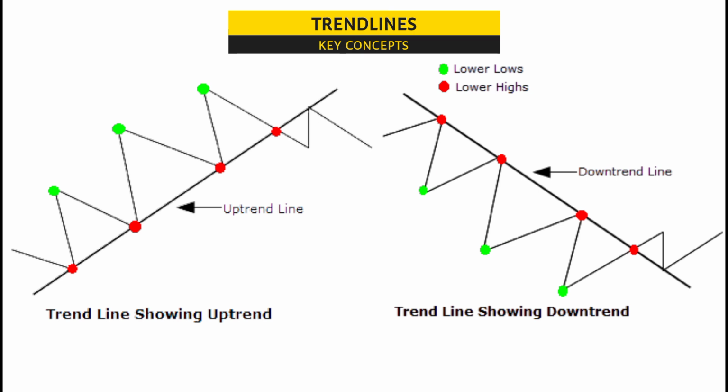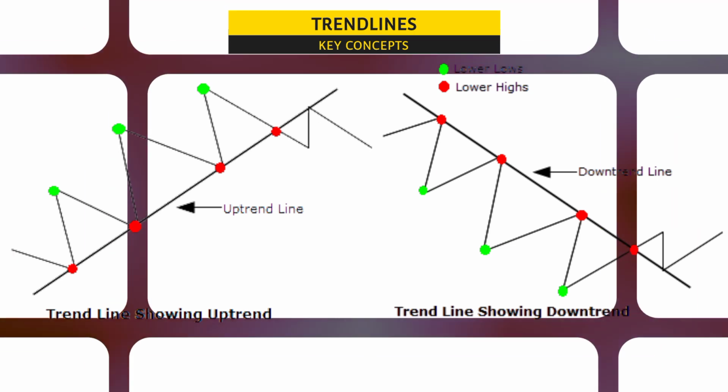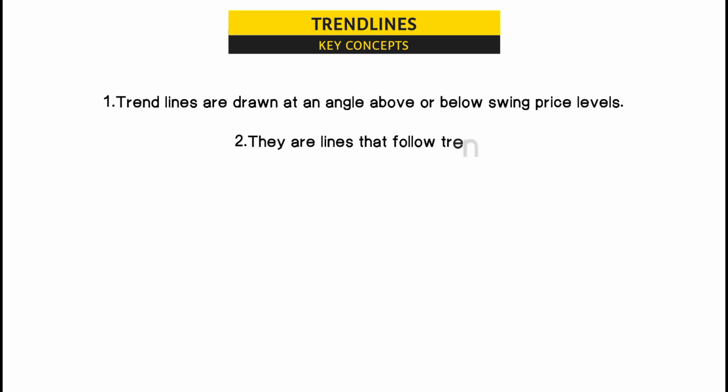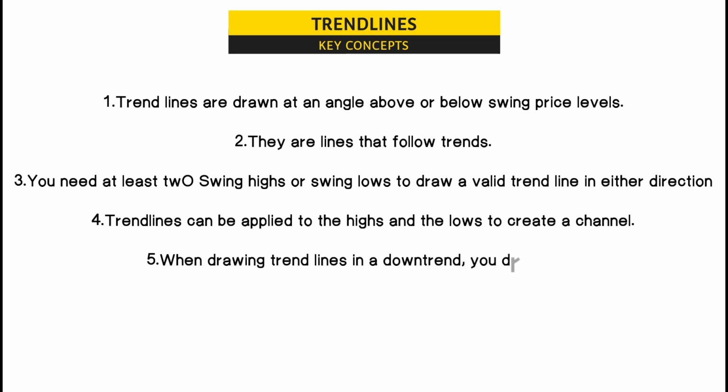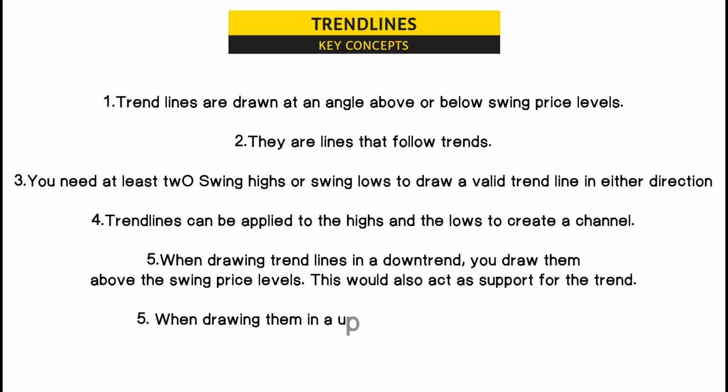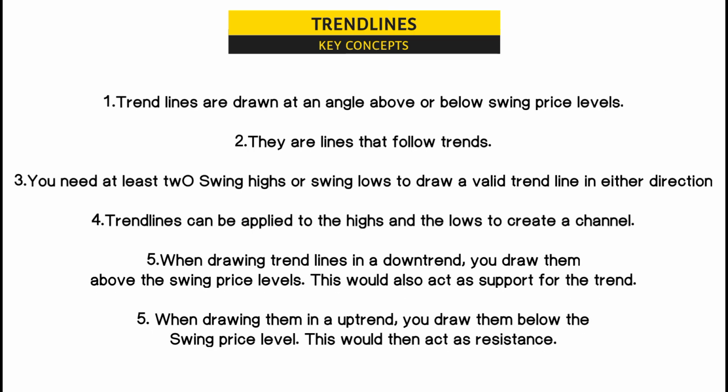Today we will delve into the topic of trend lines. Trend lines are drawn at angles either above or below swing price levels. We have already discussed what swing levels represent and how they appear in real life scenarios. Identifying swings on charts across various platforms should not be challenging. These trend lines act as a visual representation of trends.